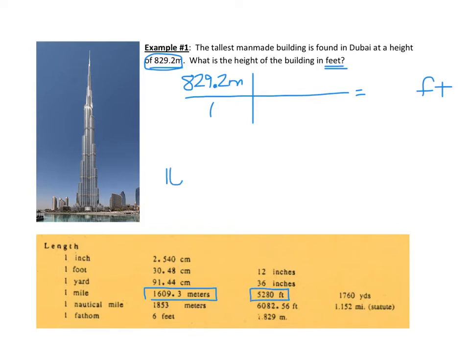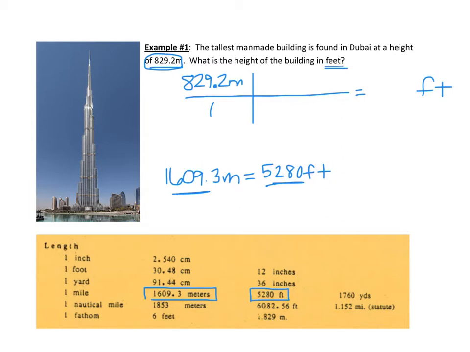So the conversion factor that I'm going to use is 1,609.3 meters is equal to 5,280 feet. I don't care what the numbers are. I don't care about those numbers as long as they're equivalent. They don't have to be 1 meter equals so many feet or 1 foot equals so many meters. As long as they're equivalent, I can plug them into my conversion factor.